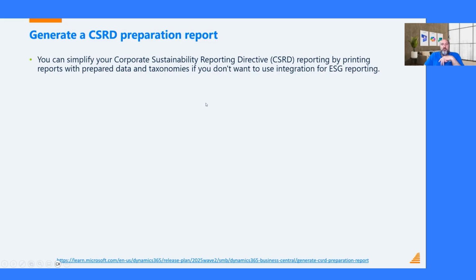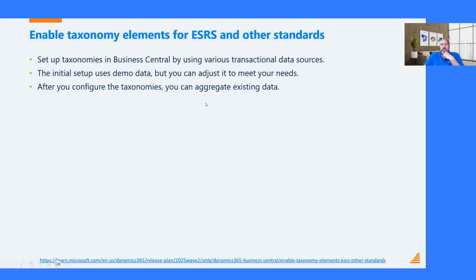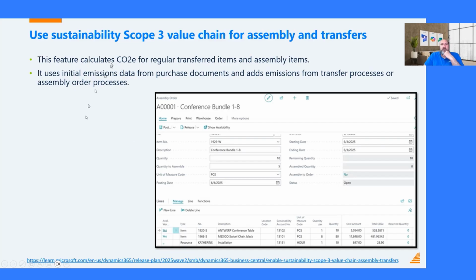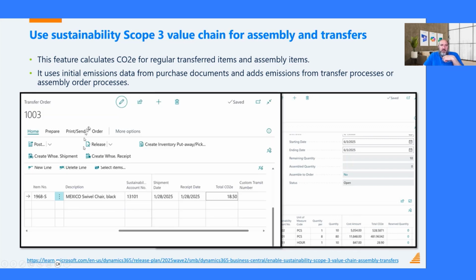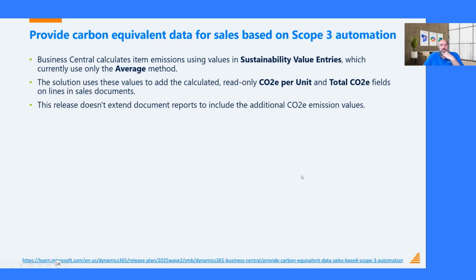CSRD reporting, there's a preparation report for this. There are taxonomy elements for ESRS or other standards. Use sustainability scope 3 value chain for assembly and transfers. So on assembly orders and transfer orders, you now have over here, where is it? Quantity per, over here somewhere is a CO2 field, CO2 amount. There we go. So that's on an assembly order and on a transfer order. You can actually add the values in there to do the CO2 calculations for those automatically.